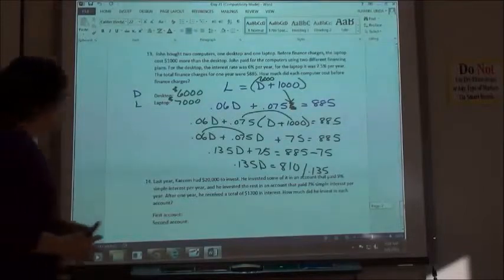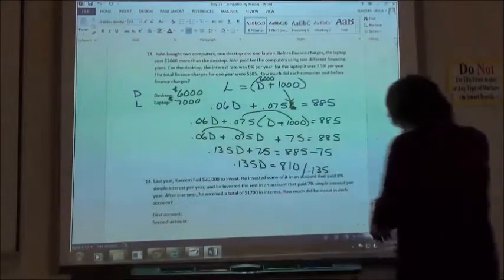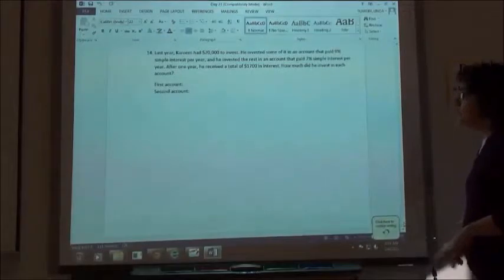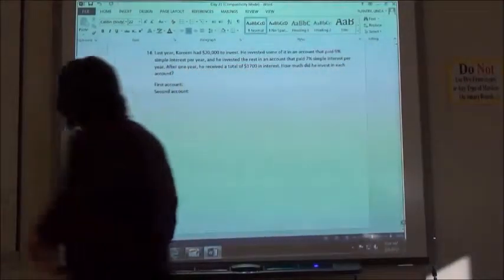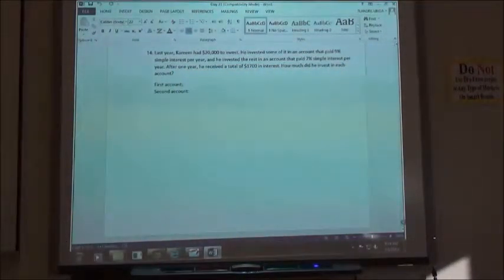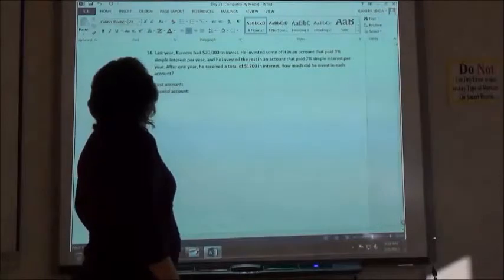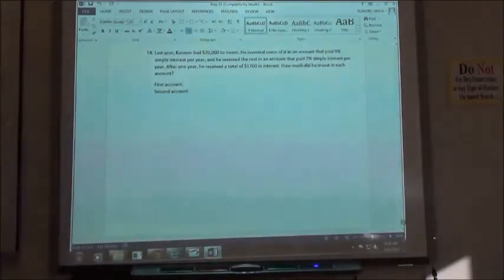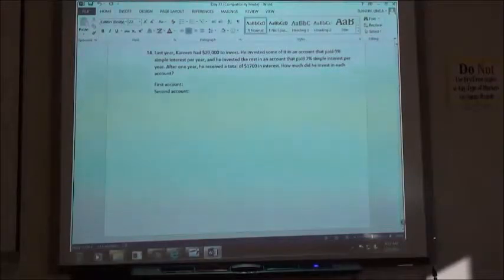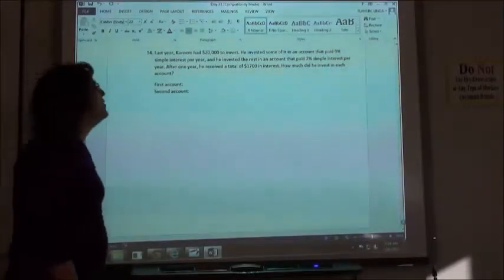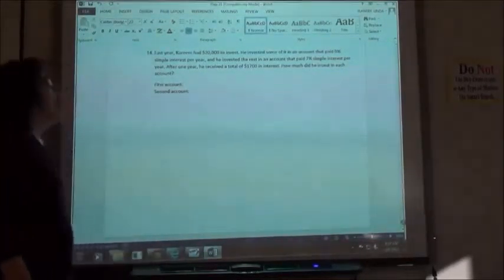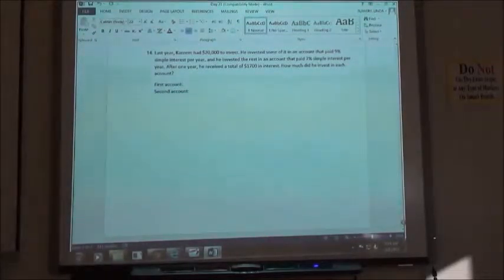Now I found one that looked a little bit different, and so that's why I threw this fourth one on here, so that if you run into one that looks like this, you'd have an example. It says last year Kareem had $20,000 to invest. He invested some of it in an account that pays 9% simple interest per year, and he invested the rest in an account that pays 7% simple interest per year. After 1 year, he received a total of $1,700 in interest. How much did he invest in each account?